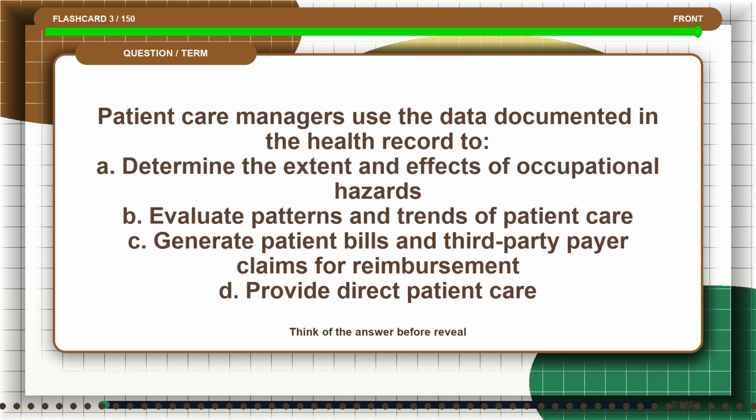Flashcard 3. Patient care managers use the data documented in the health record to A. Determine the extent and effects of occupational hazards B. Evaluate patterns and trends of patient care C. Generate patient bills and third-party payer claims for reimbursement D. Provide direct patient care. Think of the answer before the reveal.